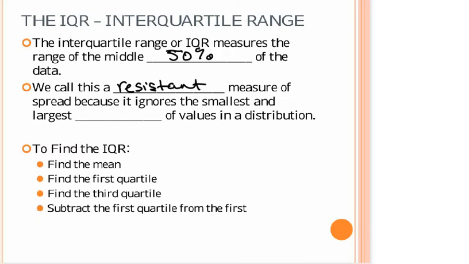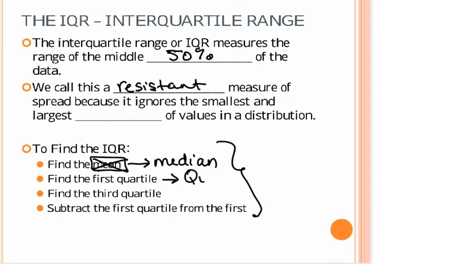So we're going to find the IQR. And here's basically how we do it. We'll do it on the next page. We find the mean. That is completely wrong. I put that in there to throw you. We don't find the mean. We find the median. So cross that out. Then we find the first quartile. We label this Q1. We find the third quartile, Q3. And we find the IQR, which is Q3 minus Q1.